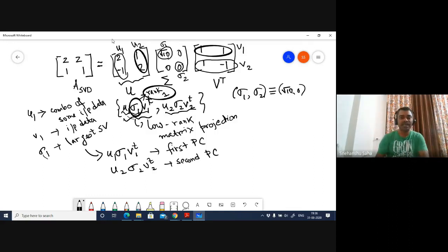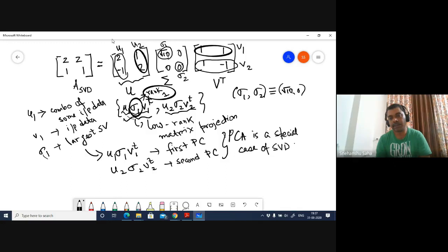All right. So this is how we see that PCA is a special case of singular value decomposition. But as you see here, this guy is real, symmetric, and positive definite because its eigenvalues are greater than or equal to 0. Positive definite or positive semi-definite.